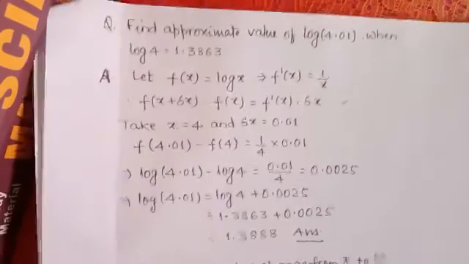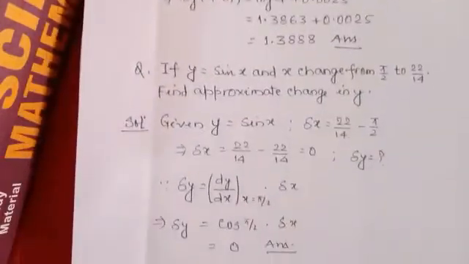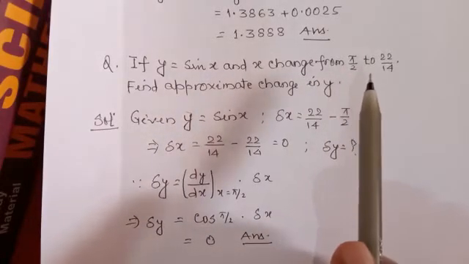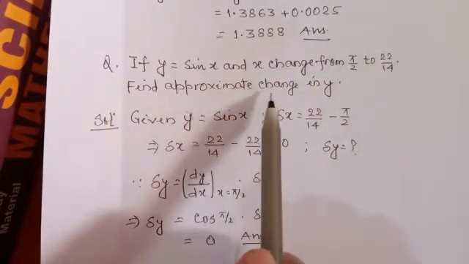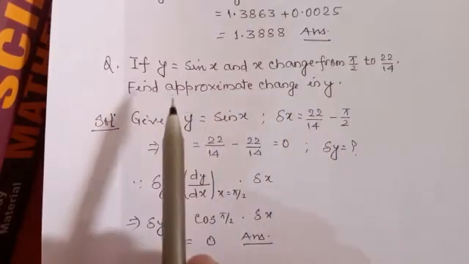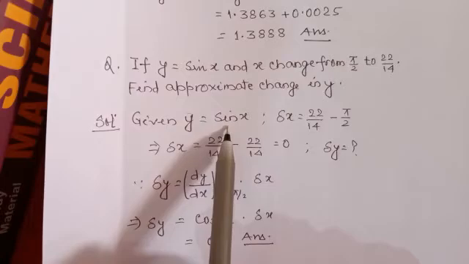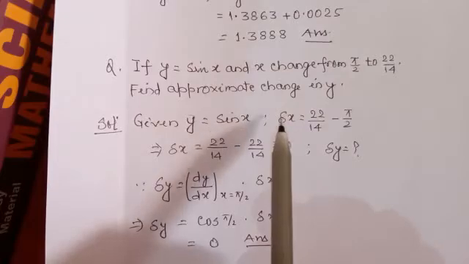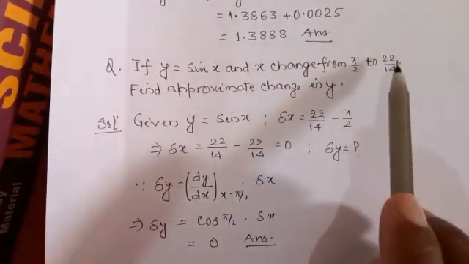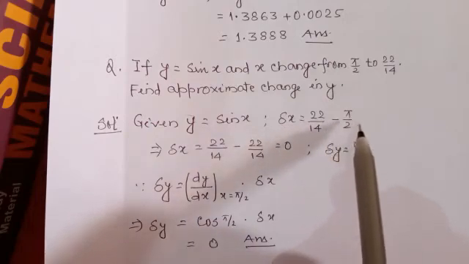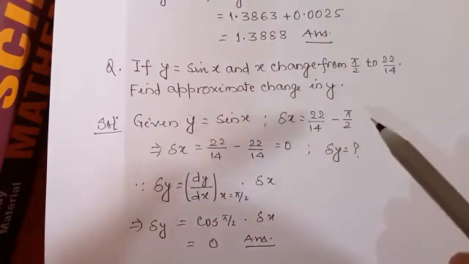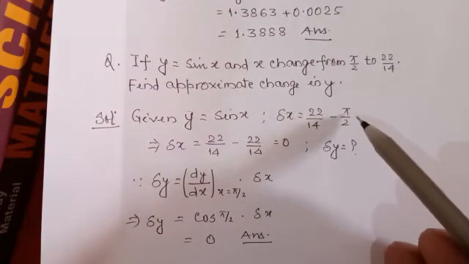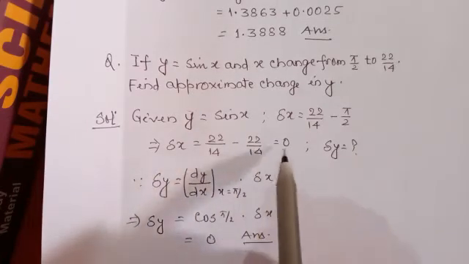See the next question, that is from trigonometry. If y is equal to sin x and x changes from pi by 2 to 22 by 14, find the approximate change in y. See student, what is given? y is equal to sin x, and change in x is given. So what is the change? That is delta x, and what is its value? 22 by 14 minus pi by 2. You may calculate pi is equal to 22 by 7. So pi by 2 is 22 by 14. So calculate the value of delta x, which is 0.